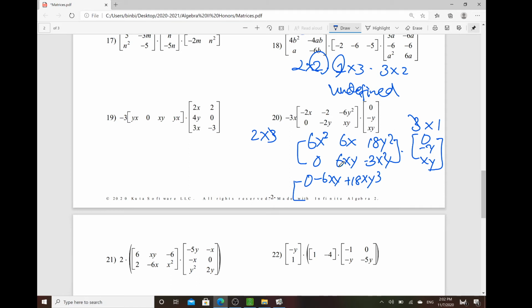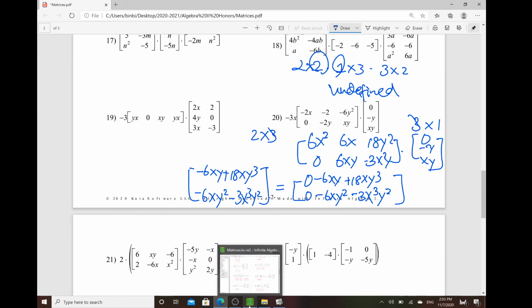So down the bottom, 0 times 0, nothing. 6xy times negative y, negative 6xy squared. And then negative 3xy times xy, then that will be considered negative 3x cubed y squared. And then combine those like terms. So negative 6xy plus 18xy cubed. And then this one, negative 6xy squared minus 3x cubed y squared. So again, the size for the matrix, 2 by 1.